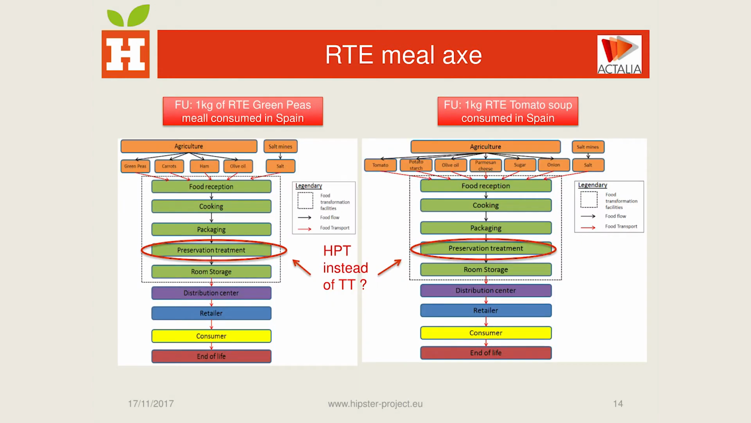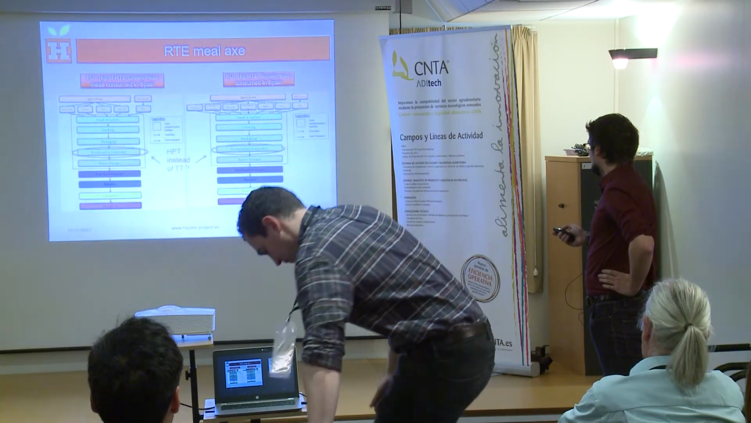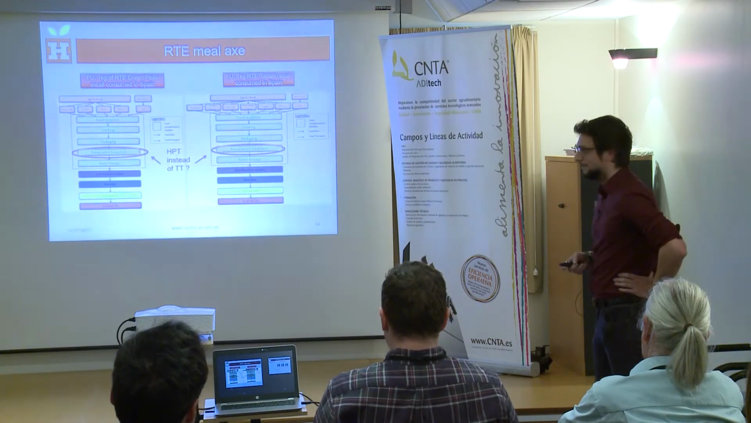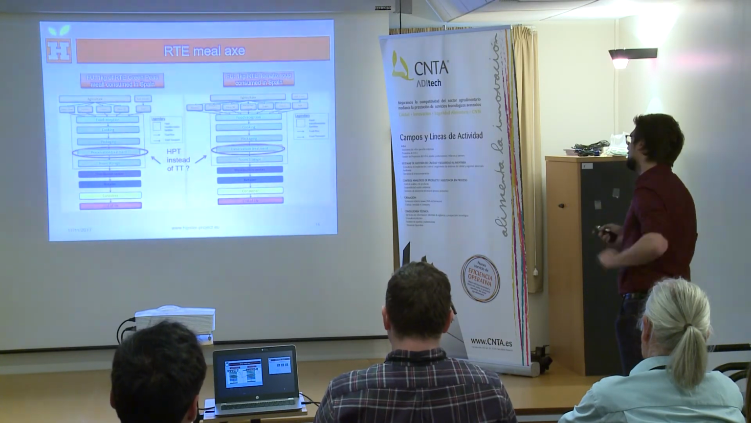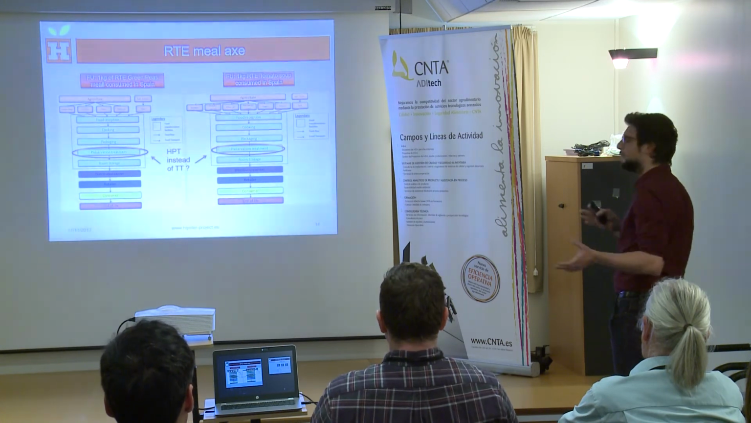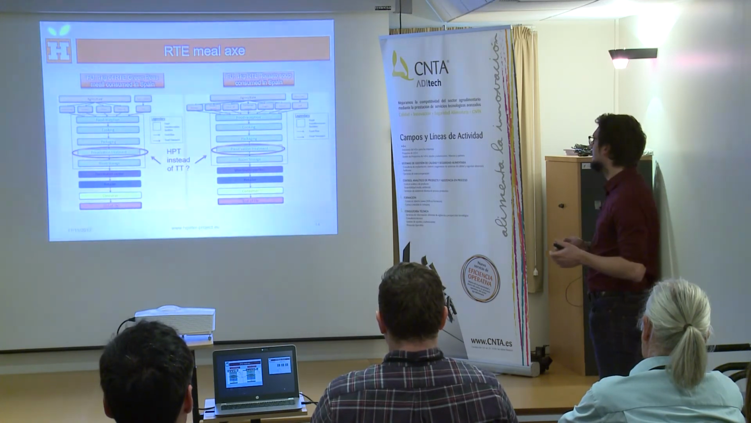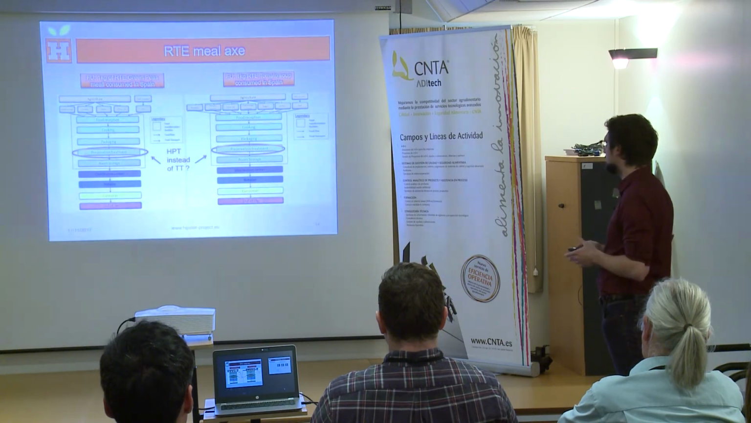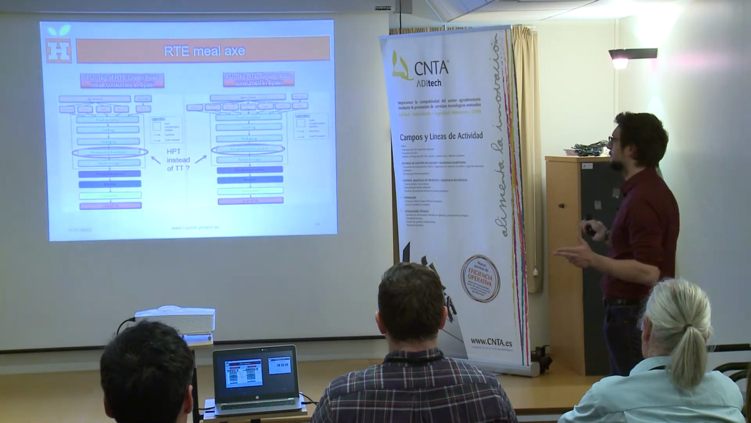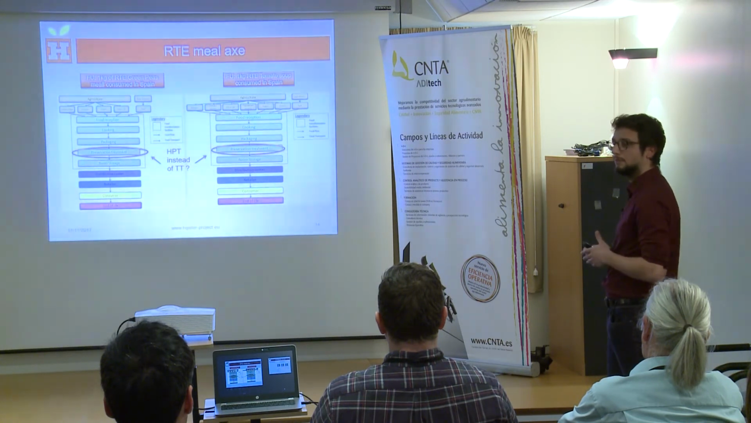So here are the boundaries for the ready-to-eat meal produced at Yarn Industry. The functional unit here is 1 kilogram of ready-to-eat green peas and 1 kilogram of ready-to-eat tomato soup consumed in Spain. It's pretty much the same boundaries here, except of course the ingredients. And if we study an alternative scenario using HPT technology instead of a thermal treatment, we just affect the preservation treatment step in the overall impact of the LCA of the meal.